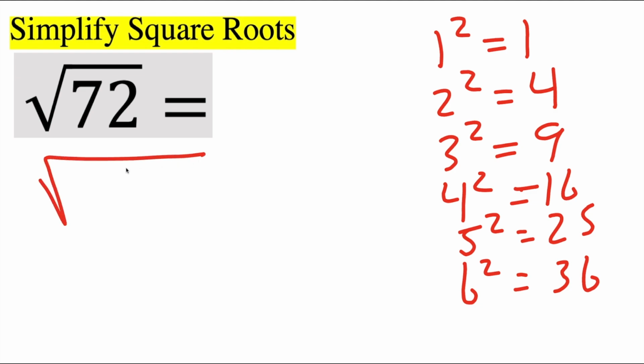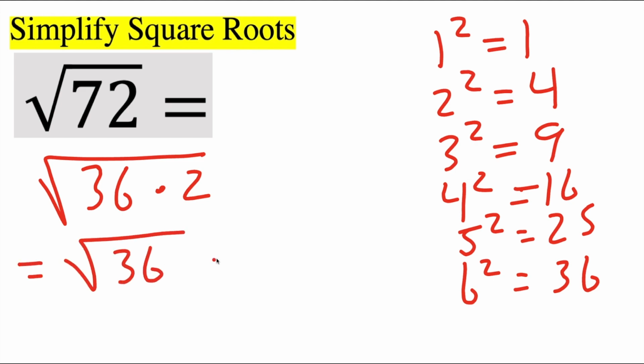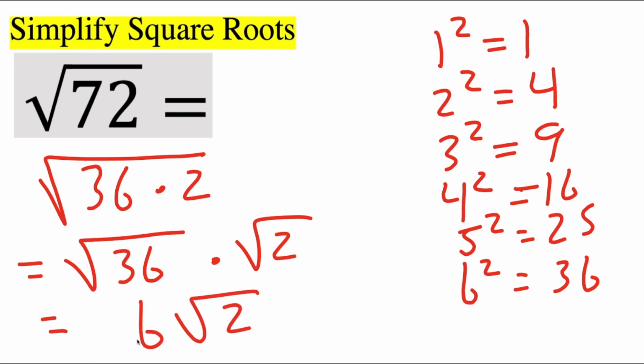So we'll break this down into 36 times 2. Again, 36 times 2 is 72. Now we can rewrite this as 2 radicals: the square root of 36 times the square root of 2. And the square root of 36, what number times itself gives you 36? That's going to be 6. So we get 6 square root of 2 as our final answer. And that's all you need to do to simplify square roots.